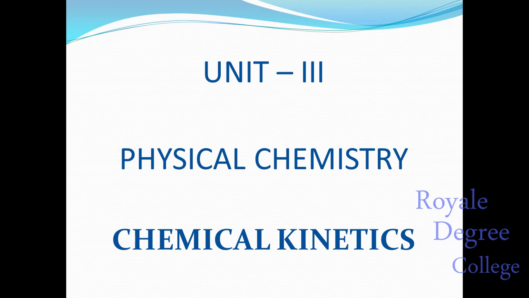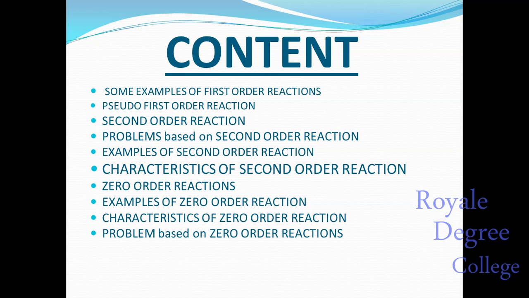As we are seeing the unit 3rd, Physical Chemistry, in that Chemical Kinetics. Today we will study about some examples of first order reaction, pseudo first order reaction, second order reaction, problems based on second order reaction, examples of second order reaction, characteristics of second order reaction, zero order reactions, example of zero order reaction, characteristics of zero order reaction, and problems based on zero order reactions.